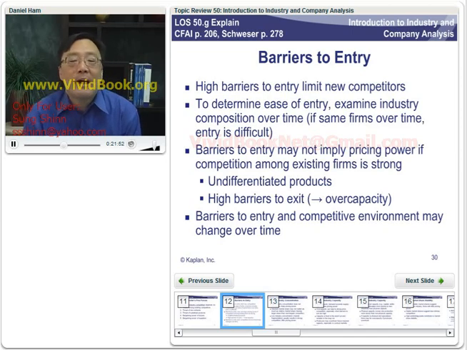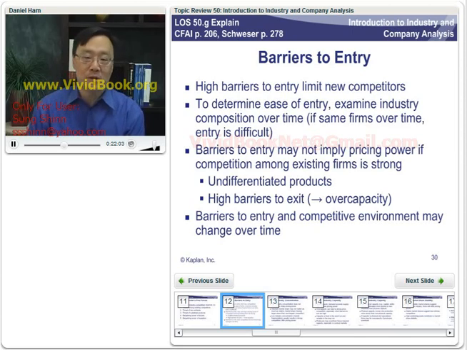And if you have, I think I mentioned this already, the undifferentiated product, commodities, or high barriers to exit. What we mean by high barriers to exit is that a lot of machine-based firms have high fixed costs. Therefore, a lot of times they're going to continue to produce even beyond capacity just to cover the variable costs and maybe some of the fixed costs. High barriers to exit, as opposed to barriers to entry, and the competitive environment may change over time. Absolutely. The whole stability with respect to all these 4 things we're going to talk about is very important. If it's unstable, then it's going to change over time.